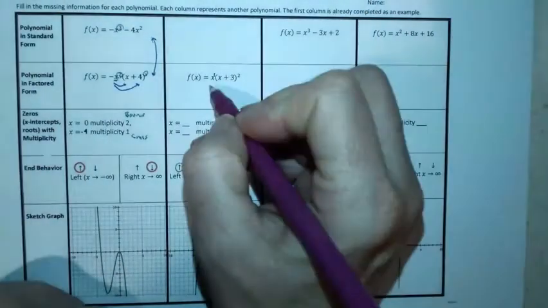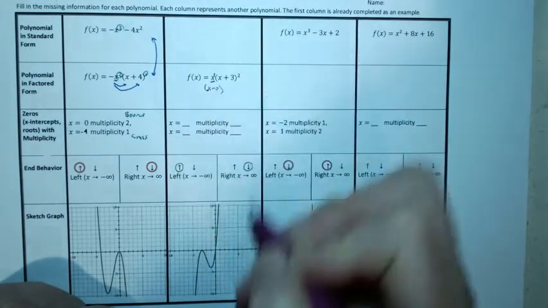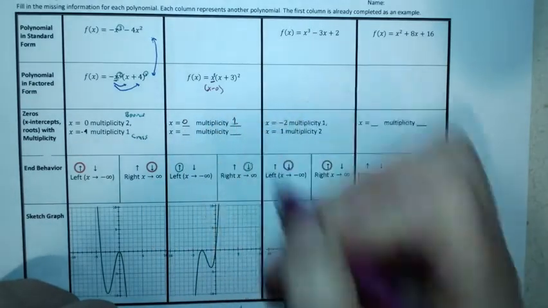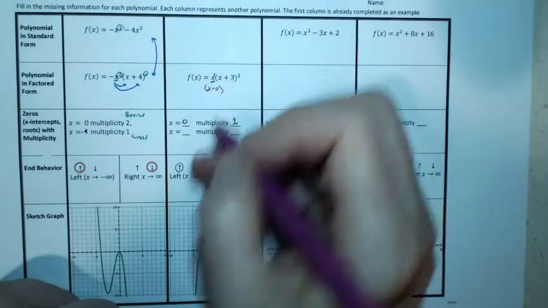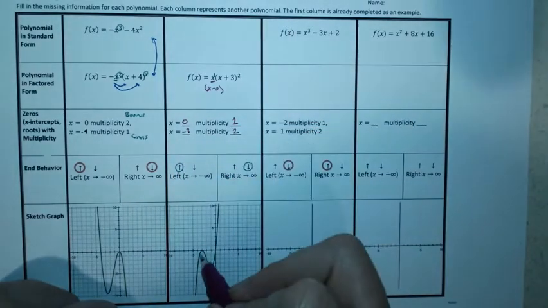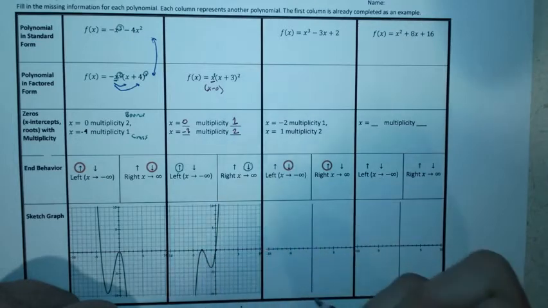Okay. My zeros of this function: I have a 0 at 0 because this is the same thing as x minus 0, right? And so that's going to be a 0 at 0 with a multiplicity of 1. And we have a 0 at negative 3, and that has a multiplicity of 2. And you can see the graph down here, it bounces, and this one crosses down here at 0.